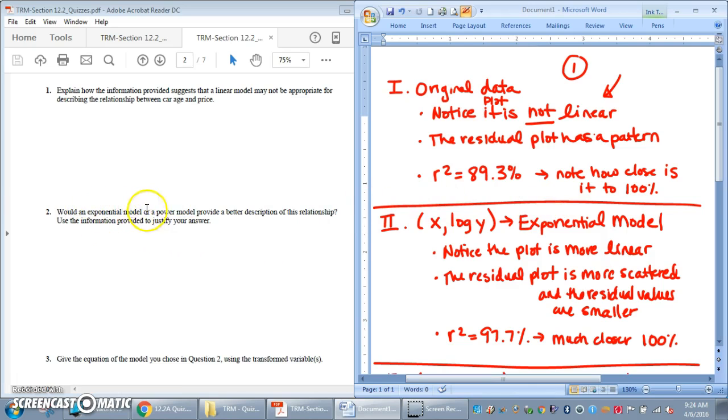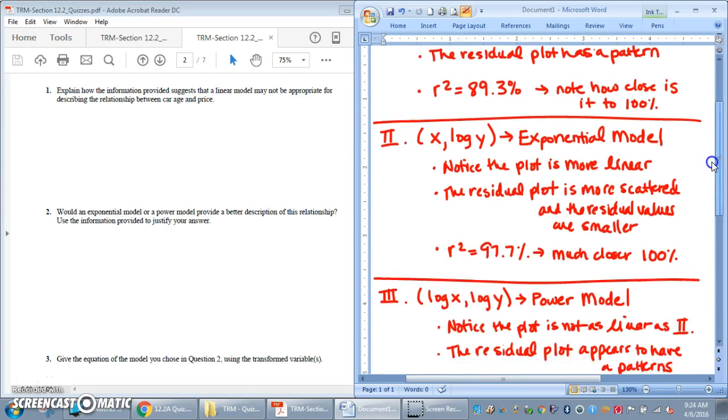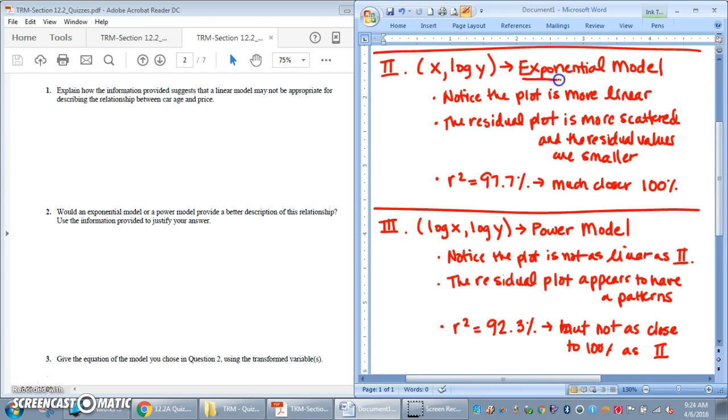For question number 2, would an exponential model or a power model provide a better description? We've actually answered that as well. As we look at what we wrote for the exponential model and what we wrote for the power model, we see that an exponential model is definitely the one that fits better. It's because when you transformed it, it was more linear, the residual plot was more scattered, the residual values were smaller, and our r squared was much closer to 100%. So for question 2, we would expect the exponential model to provide a better description. And it says use the information provided. We listed it again right here, so this is your answer and justification for number 2.